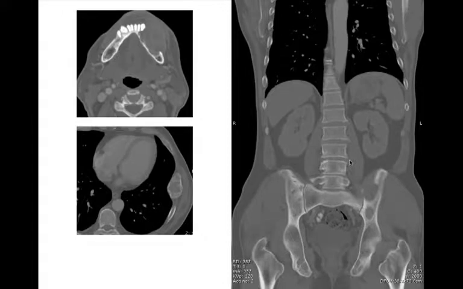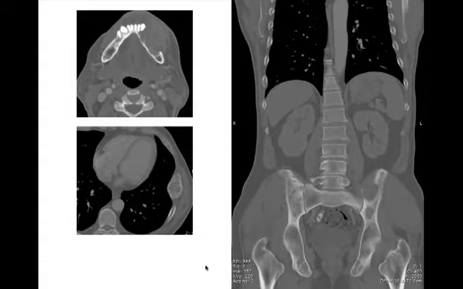Okay, this is a different patient. So this patient has this expansive lytic lesion involving the mandible. They've got one in the rib, and they've got multiple in the pelvis. They have multiple others too, some here, which I'm not showing you. So again, multiple lytic lesions.